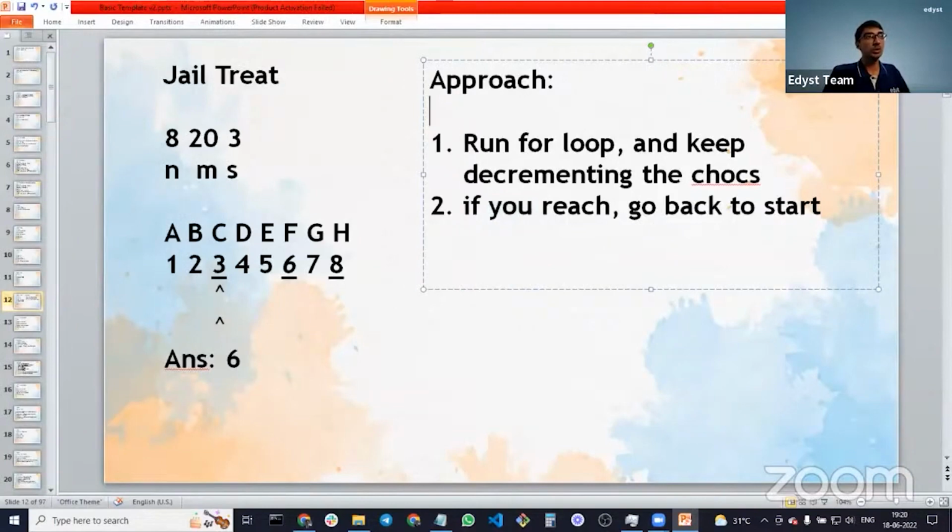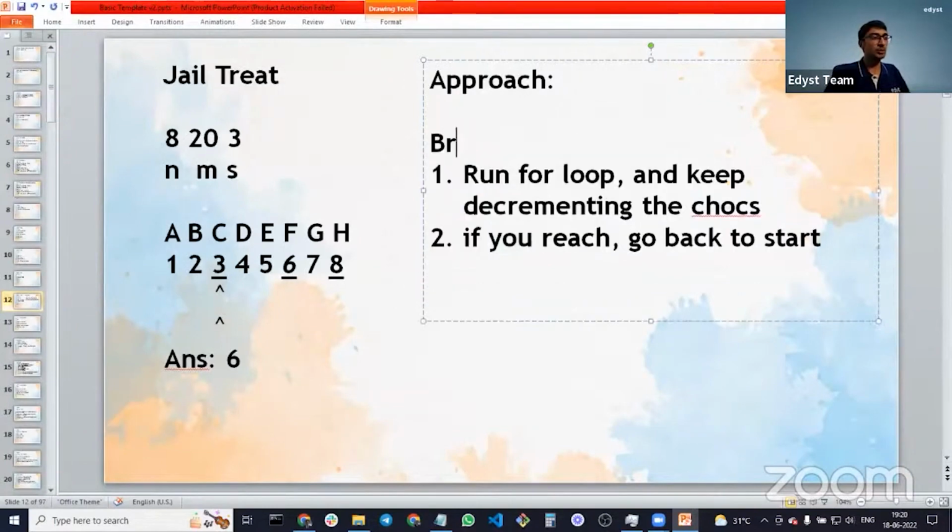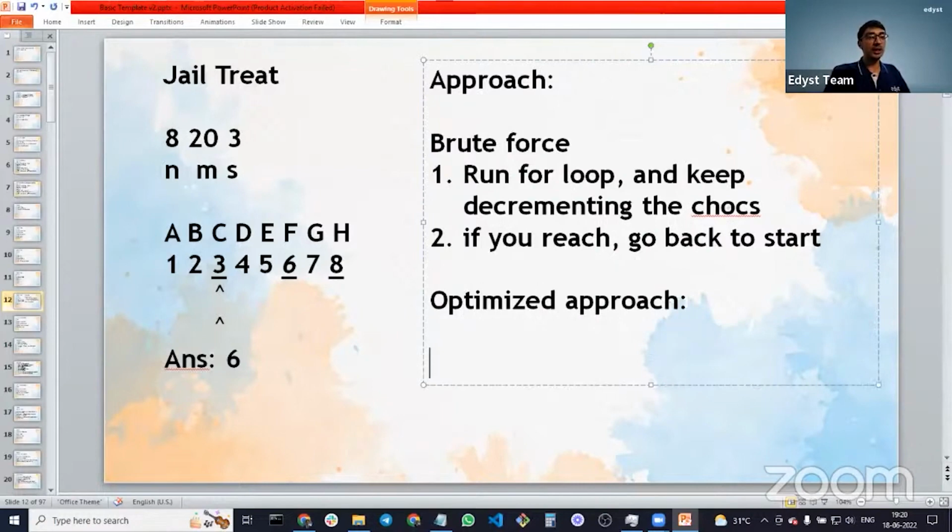So this is the brute force. You will get some test cases passed, but otherwise you'll get a time limit exceeded. The optimized approach is exactly this. First try to count how many rounds will be done even before you start, meaning that you'll again be back at the point C. So how many rounds will be done before that? That's going to be M divided by N. These many rounds will be done anyway.